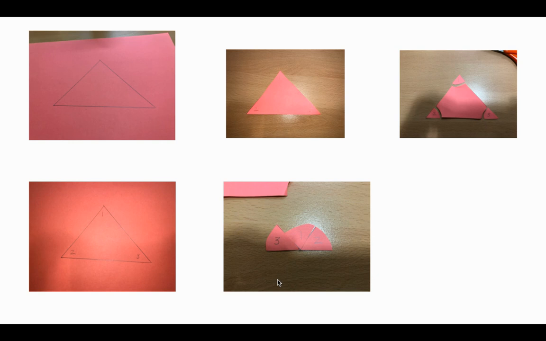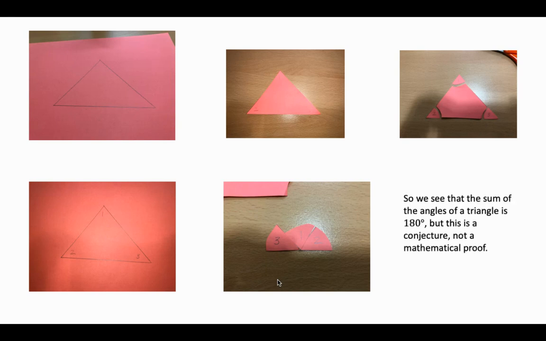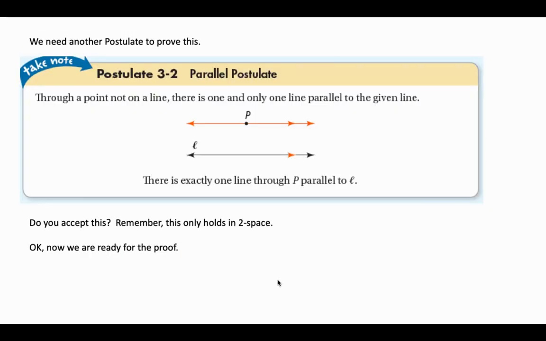So you could say, okay, I guess the angles of a triangle add up to 180 degrees, but that's a conjecture, and that's not a mathematical proof. It's the beginning of it. And maybe Jocelyn did hers, and Eliza did hers, and Zoran did his, but that's, once again, science. That's not math. So how are we going to prove this? Well, we need another postulate to prove this.